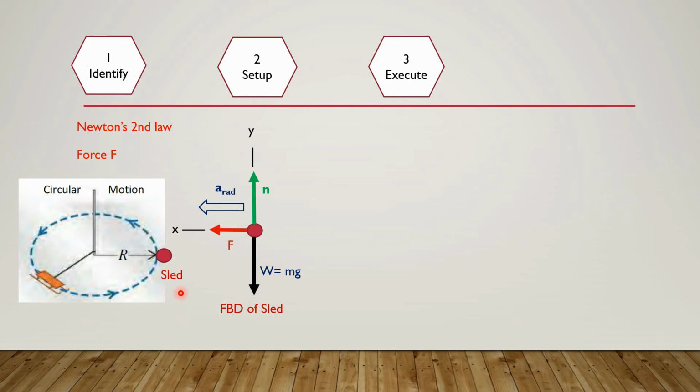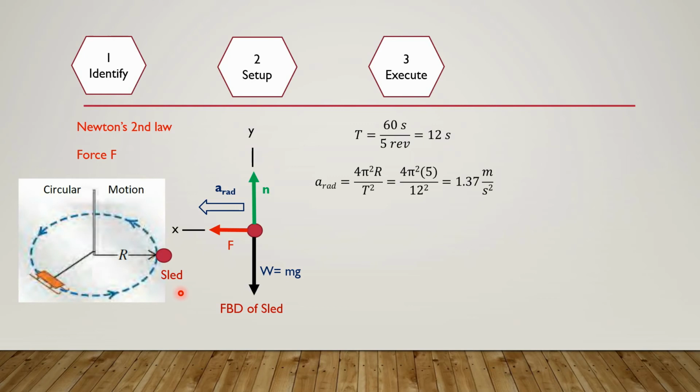Next step is to execute. First we will find the time period. As the sled makes 5 revolutions in 1 minute, its time period is 60 over 5, which is 12 seconds. Next we have to find the radial acceleration, and we know that the formula for radial acceleration is 4 pi square r over T square.